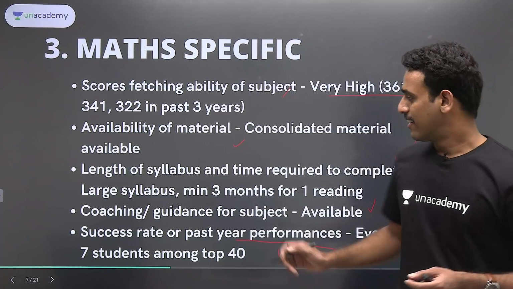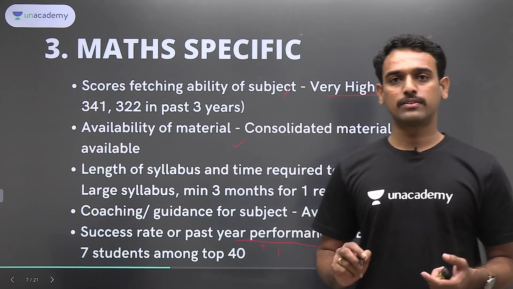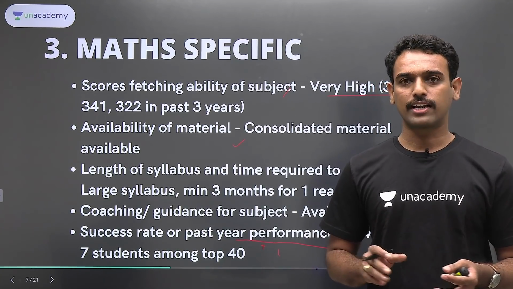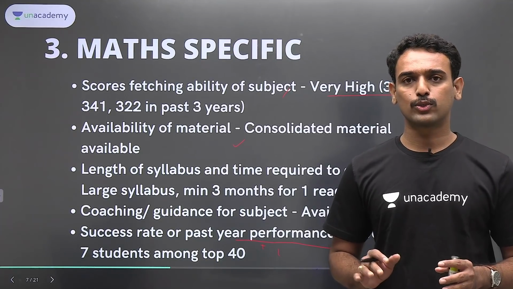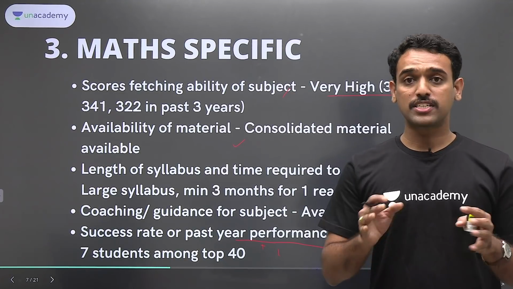So I would say, I'm repeating this because maths is consistently providing toppers, 4 to 5 toppers among the top 50, top 40 ranks. So that is a very good success ratio. If you look at other subjects, it is very less, especially among the top 50 ranks.